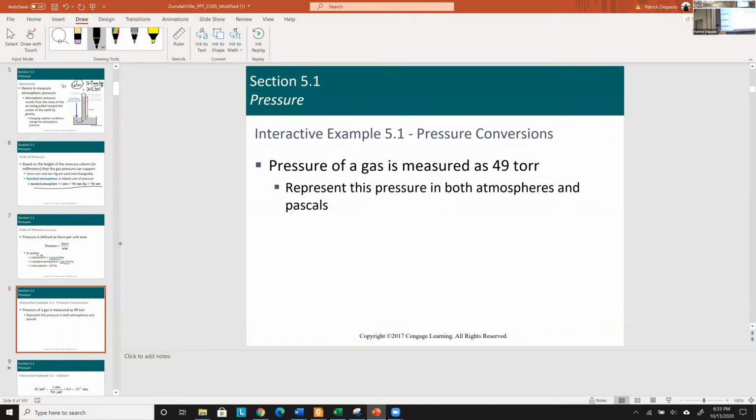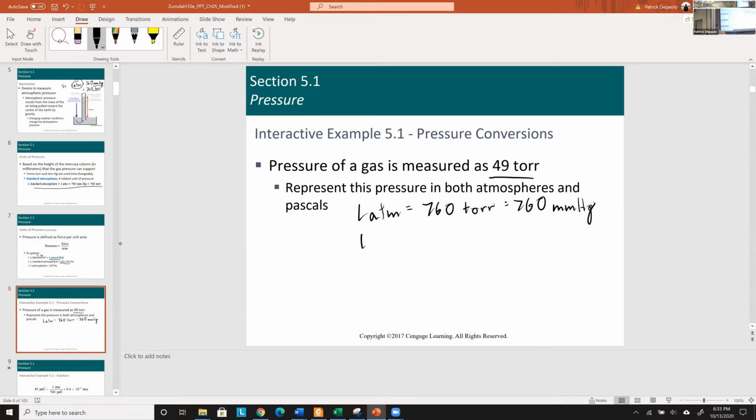So let's do some simple conversions just to get ourselves acquainted with the units. Now, if a pressure is measured at 49 torr, represent it in both atmospheres and pascals. So let's write down our conversions. One ATM is equal to 760 torr or 760 mmHg, whatever you want to write.